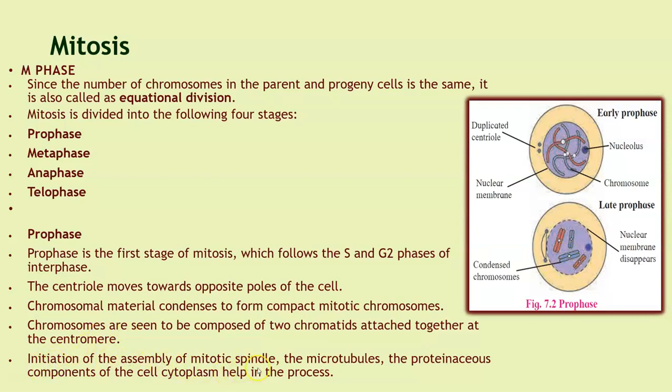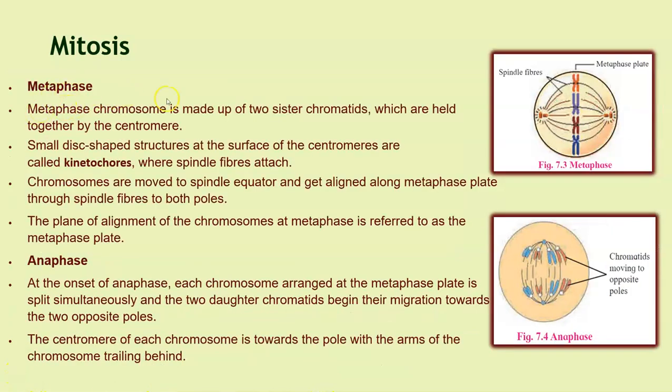Initiation of the assembly of the mitotic spindle: the microtubules and the proteinaceous components of the cell cytoplasm all help in this process. Then we have metaphase. Metaphase chromosome is made up of two sister chromatids which are held together by the centromere. Small dish-shaped structures at the surface of the centromeres are called kinetochores, where the spindle fibers attach. Chromosomes are moved to the spindle equators and they get aligned along the metaphase plate through the spindle fibers to both the poles.